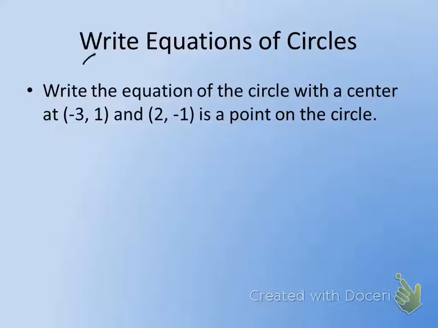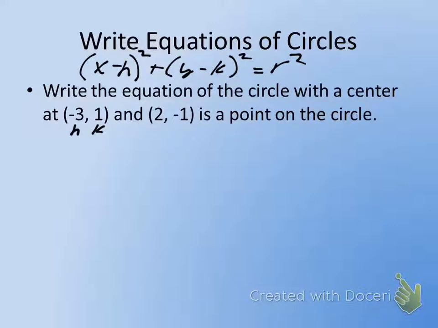Now, the general form of a circle is (x minus h) quantity squared plus (y minus k) quantity squared equals r squared. Just like with parabolas or lines, when you plugged in and solved for one thing, this type is just like that. You have your center at (-3, 1), which is your h and k. You have your point on the circle, (2, -1), which is your x and y. Now you just need to solve for r.